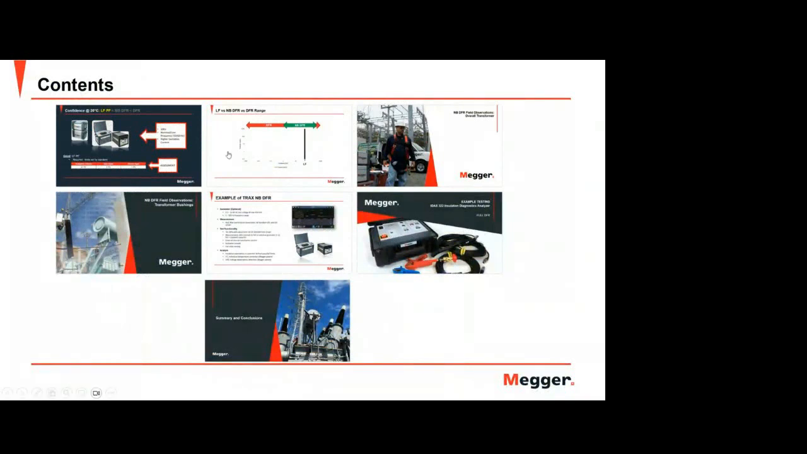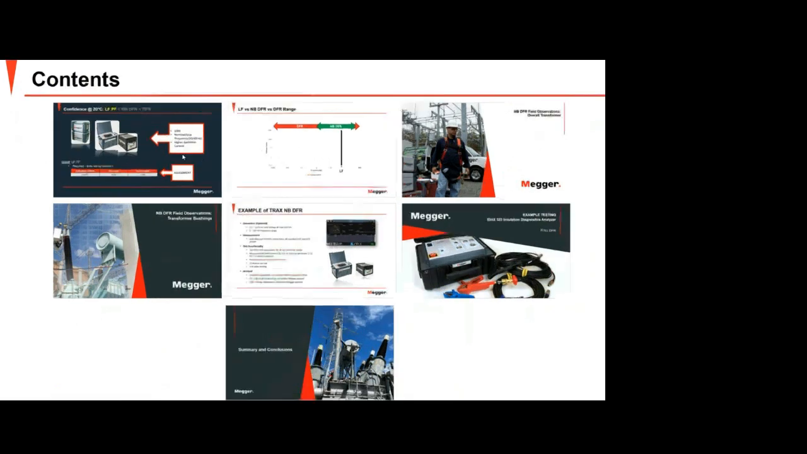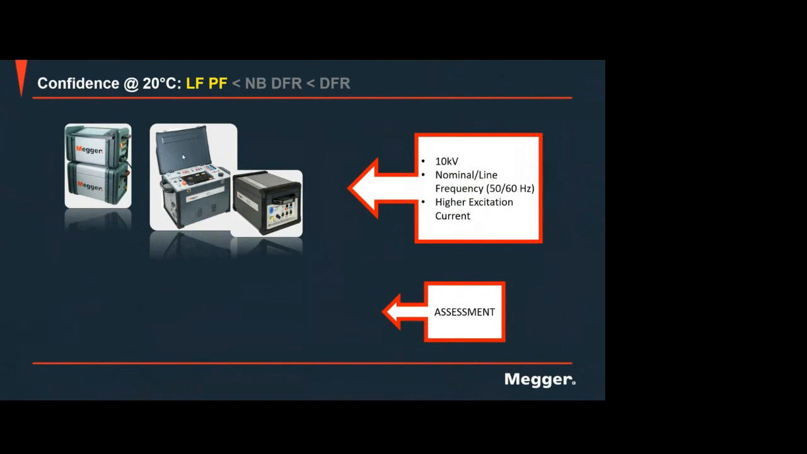Now, going to the topic, I would like to review first the 3 steps of AC insulation testing. When we say off-line power factor or line frequency power factor, we are referring to a 10 kV instrument wherein we inject 10 kV, but we are doing that normally at a nominal frequency like 50 hertz or 60 hertz. And the good thing with this line frequency power factor is that we can have the higher excitation current, of course, because we are injecting 10 kV here. Now, for the assessment, we normally base it on the limits by the standards, which is good, of course.